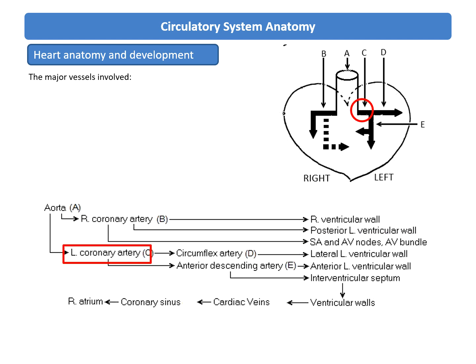The other major branch is the left coronary artery. It gives rise to a circumflex artery that travels around the heart. This artery supplies the lateral left ventricular wall. The other major branch of the left coronary artery is the anterior descending artery. It supplies the front of the left ventricular wall as well as the interventricular septum.